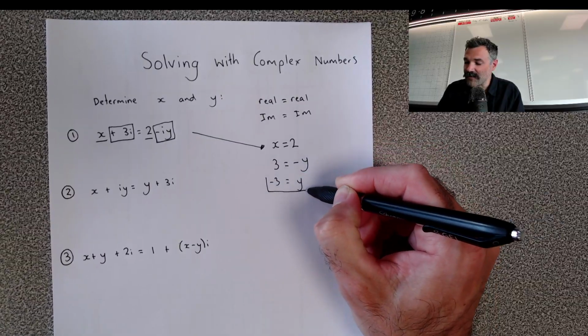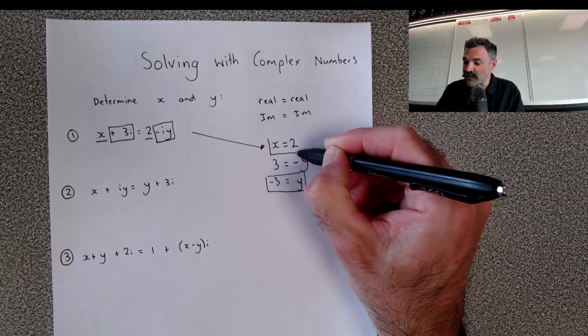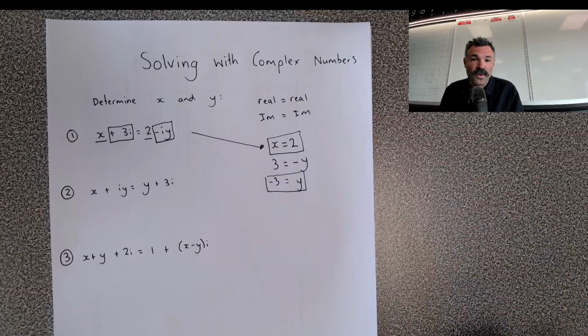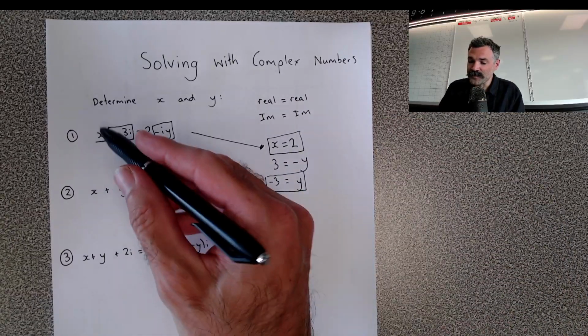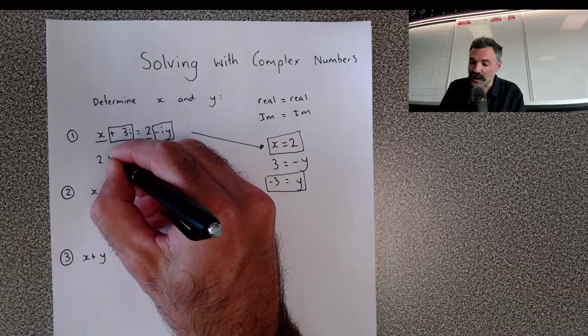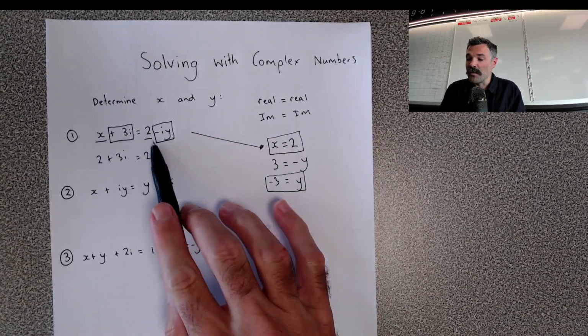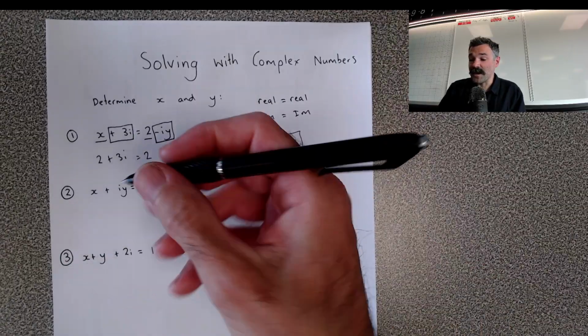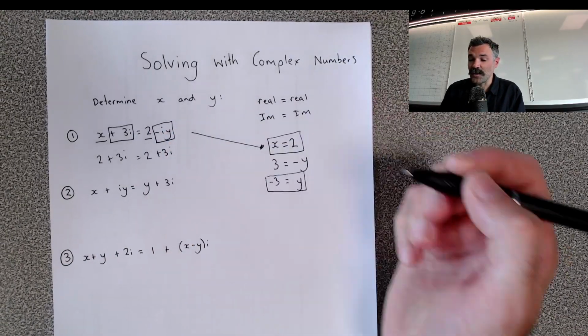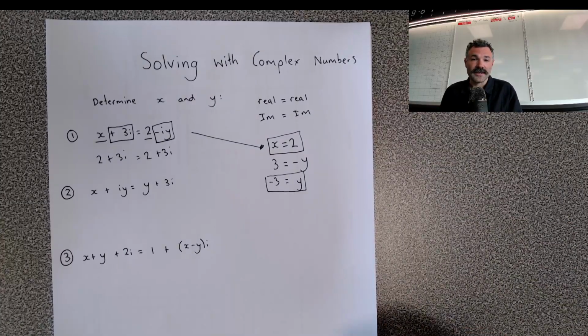And there I have found my solution to the first problem. x is 2, y is minus 3. If I put that in, you'll see I get 2 plus 3i. x was 2, we just said. And I'll get 2 minus minus 3. A minus minus becomes a plus, and now we've got the exact same complex number on both sides.